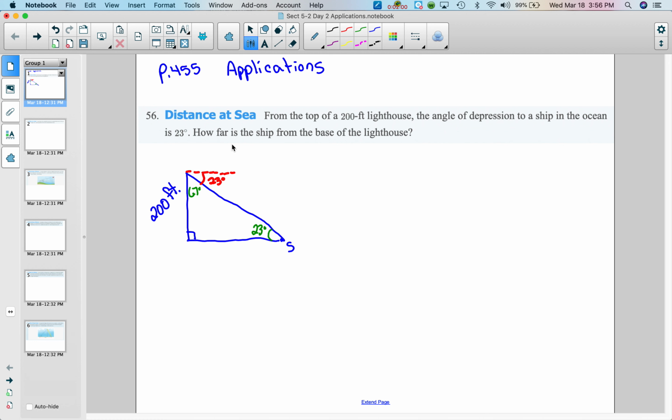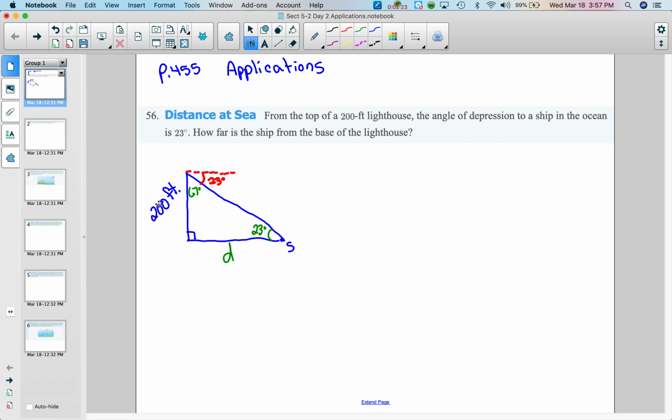And my question is, how far is the ship from the base of the lighthouse? So that would be this distance here. Here's the base of the lighthouse, here's the ship. I'm going to call that D for distance. So now I'm trying to figure that out. And I could use either angle, which means I'm going to be using probably tangent or cotangent, but I don't think we want to do that.